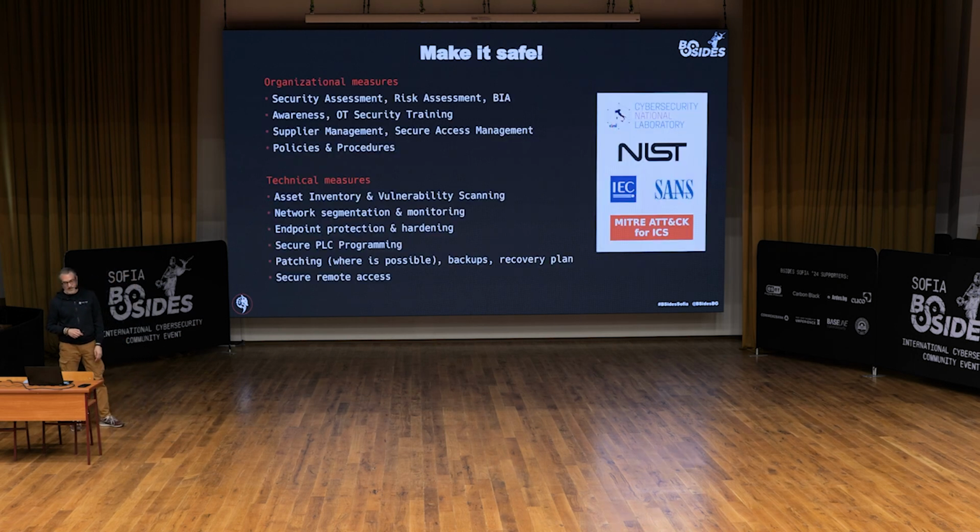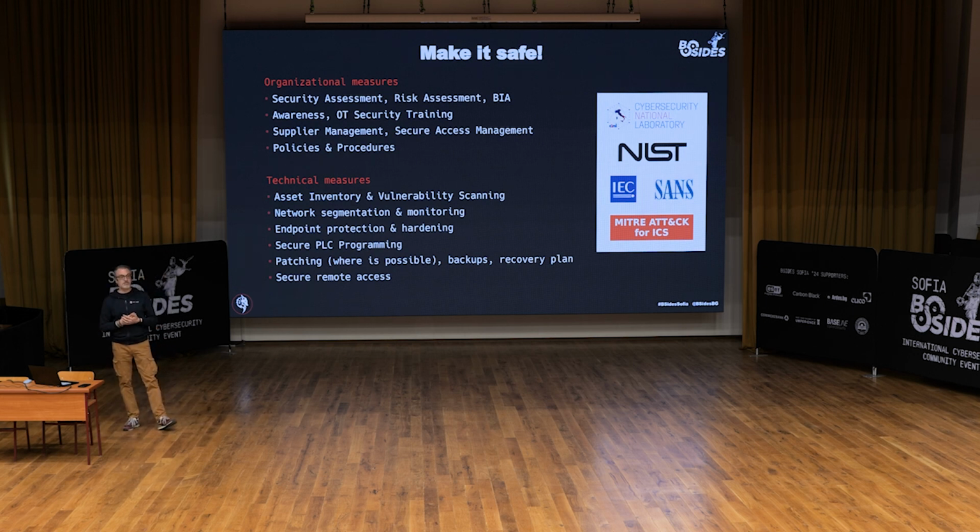So, two last slides. Make it safe. What we have to do to protect our OT system. The first measures are organizational measures. That means security assessment, evaluate your network, evaluate the risk. So it means perform a risk assessment or business impact analysis related to OT for Barilla or for steel production.